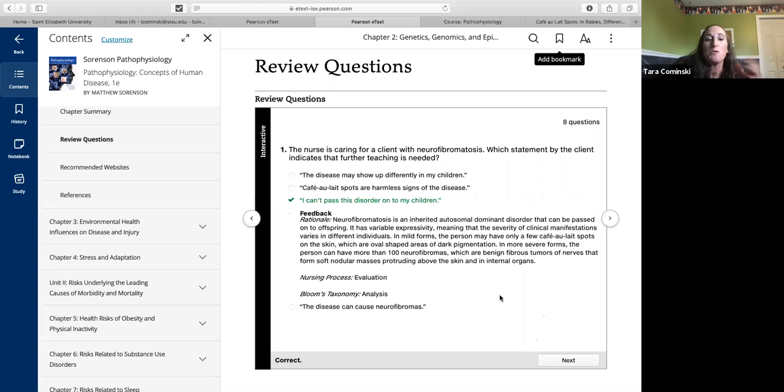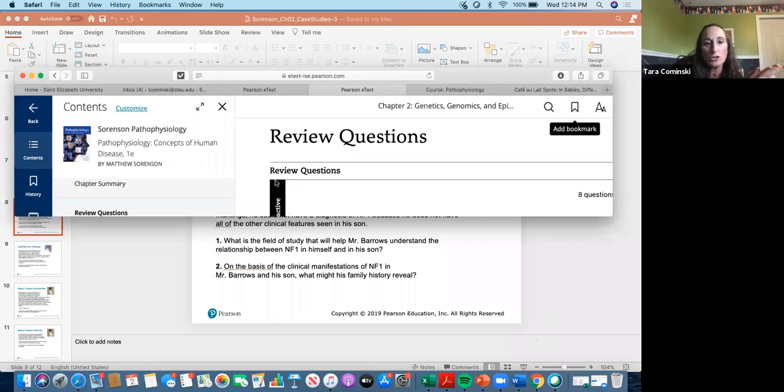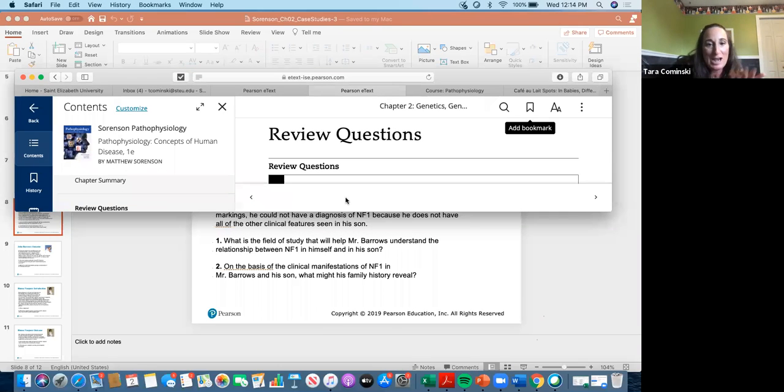So the reason why, if you go back to that case study on John Barrows, it is pertaining to this disease, okay? The point I wanted to make was that the lecture on chapter 2 was an hour and 45 minutes, and I didn't even really mention this specific disorder, because there are too many examples to mention all of them.